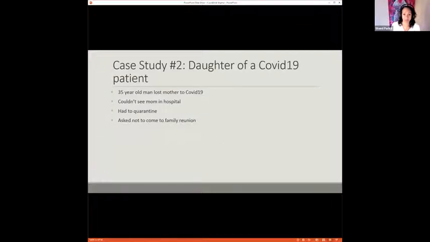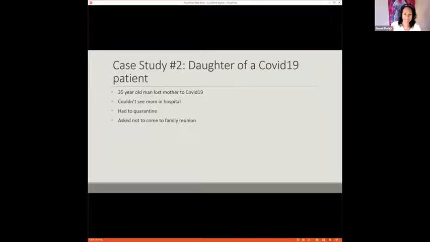Case study number two, the daughter of a COVID patient. I was trying to change the identities, so let's just say the offspring. So a 34-year-old daughter lost his mother to COVID.